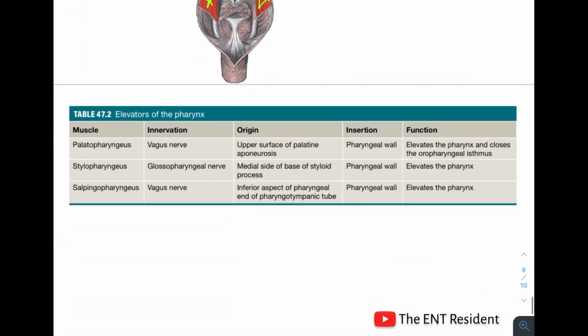So if we had to summarize the three longitudinal muscles, palatopharyngeus and salpingopharyngeus are supplied by the vagus nerve, but the stylopharyngeus muscle is supplied by the glossopharyngeal nerve. And other than elevating the pharynx, the palatopharyngeus muscle has an additional function of closing the oropharyngeal isthmus and also the nasopharyngeal isthmus.